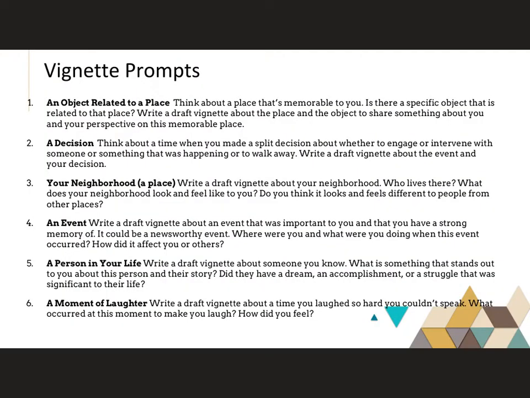So these are going to be your vignette prompts. In our next lesson, we're going to write on a few of these. These are 6 options I'm providing you. There's a 7th that's not on the screen that basically in a nutshell is what is your life like now that we're in a pandemic? But here are the 6 stock prompts that I want to offer. One could be an object related to a place. Another could be a decision you've made or your neighborhood or another place that has some significance to you. The 4th option is an event in your life. The 5th is a person. And the 6th is a moment of laughter or a short, funny story.